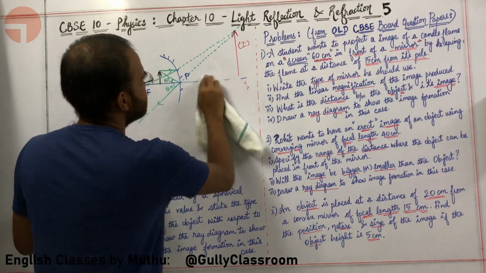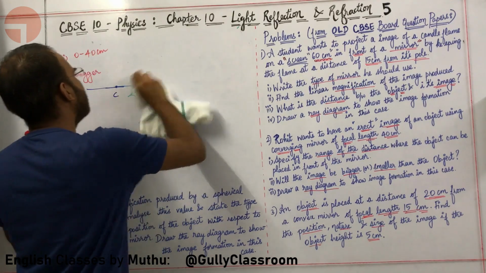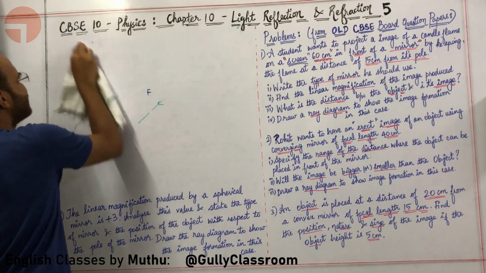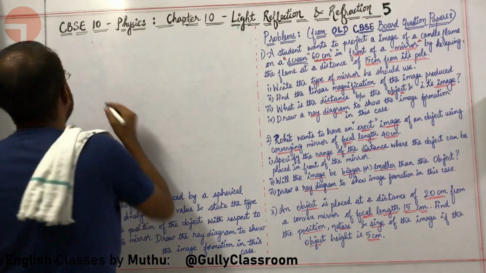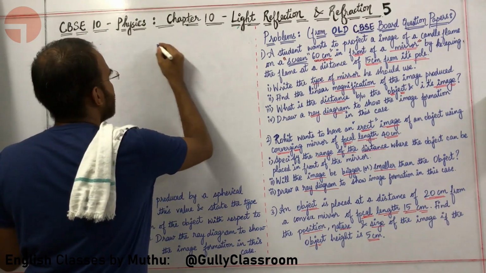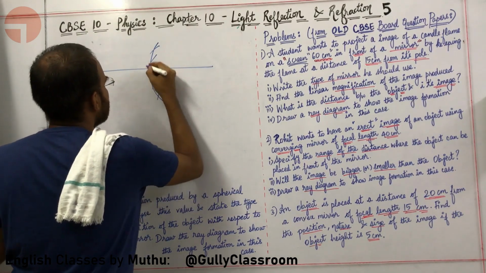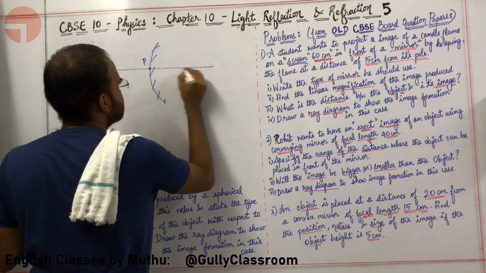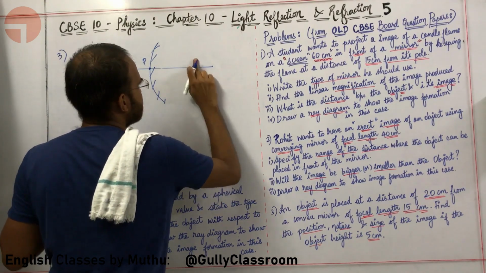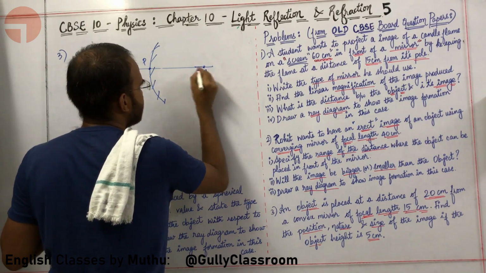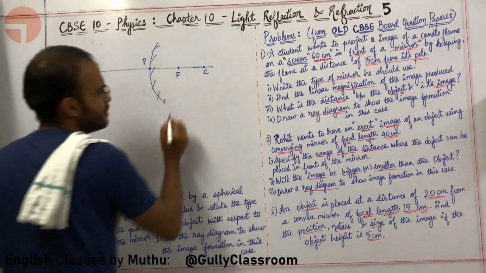An object is placed at a distance of 20 centimeters from a convex mirror. They have openly given this time that the problem has to deal with a convex mirror. A convex mirror is a diverging mirror. So this is the pole of the mirror. The center of the sphere somewhere around here can be called the center of curvature.